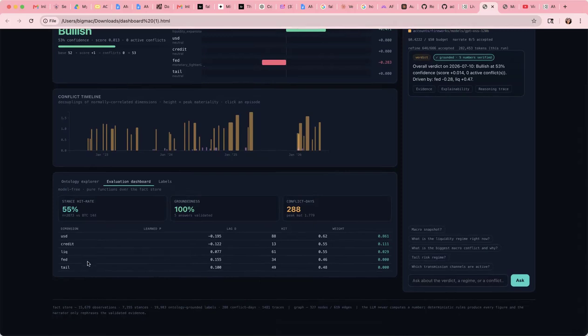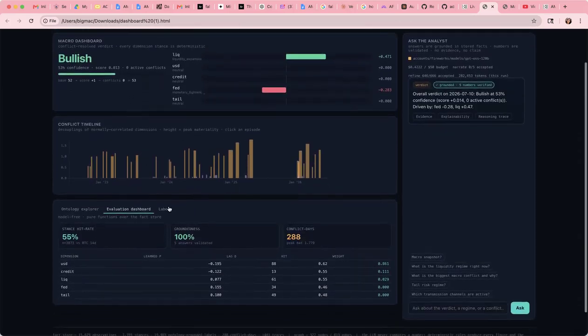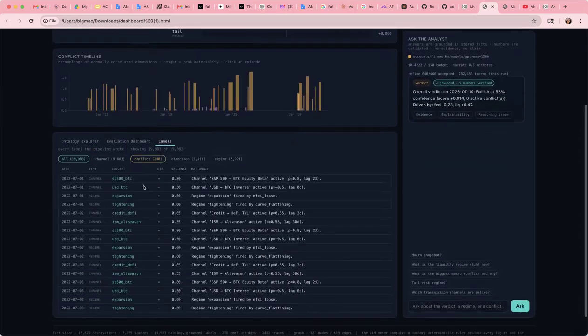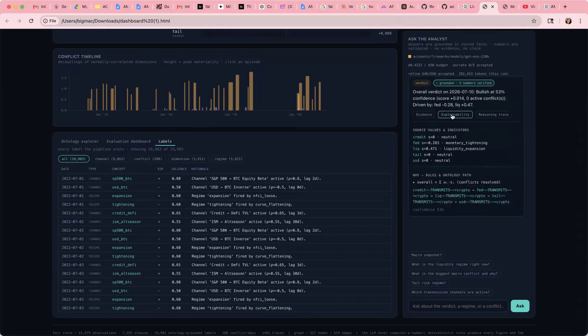Then I have the labels, the single label pipeline that wrote these 19,983 records. And then you can ask the analyst, which is like a chatbot, and that gives answers grounded in all the numbers. It means every number in the sentence was verified against stored evidence, and clicking evidence shows exactly which stored value it pulled from. So that's in a snapshot the whole dashboard.